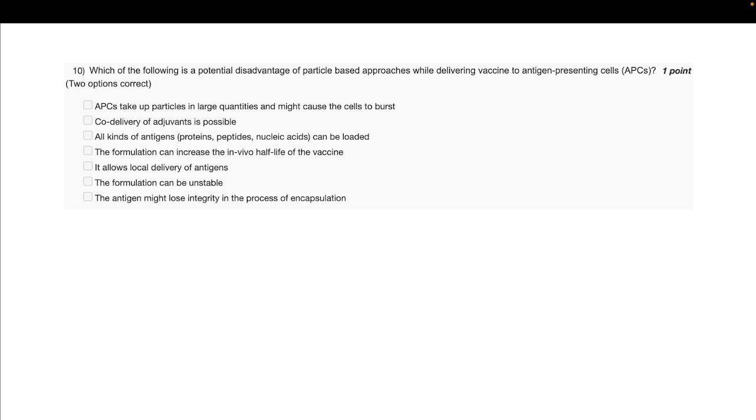The last question of this assignment is, which of the following is a potential disadvantage of particle based approaches while delivering vaccine to antigen presenting cells? And we have to select 2 correct options. So I'll give you guys some time to read through the options.